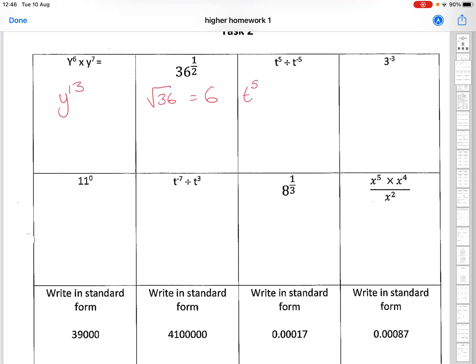When we're dividing, we subtract our powers, so it's going to be t to the power of 5 minus 5. When you have minus and a minus, you just add them. This is going to be t to the power of 10. When we've got anything to the power of minus, we flip it. It's 1 over 3 to the power of 3.